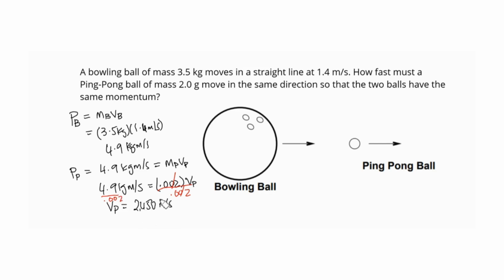So when I multiply this new velocity for the ping pong ball, 0.002 kg, sorry, times 2450 meters per second, it should give me 4.9 kg·m/s.